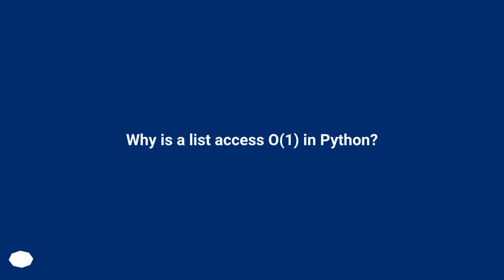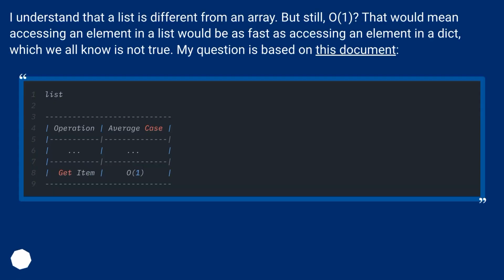Why is a list access O(1) in Python? I understand that a list is different from an array. But still, O(1)? That would mean accessing an element in a list would be as fast as accessing an element in a dict, which we all know is not true. My question is based on this document.